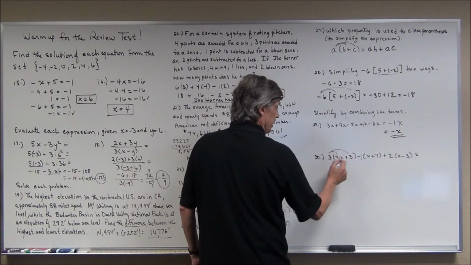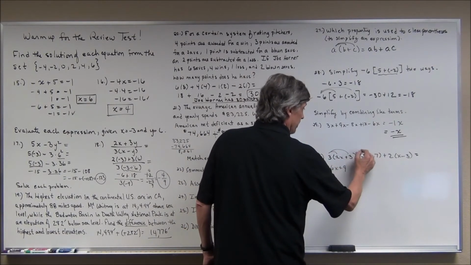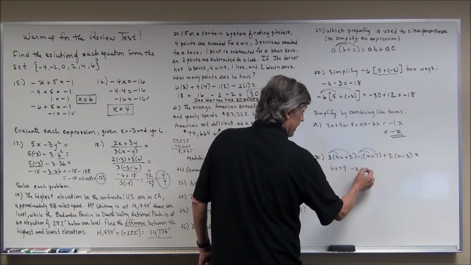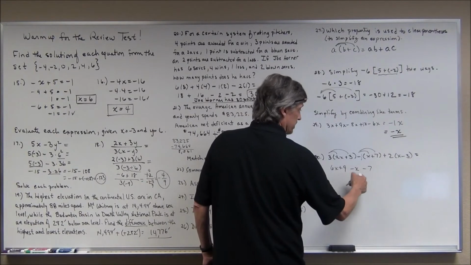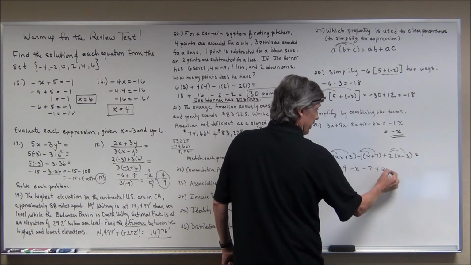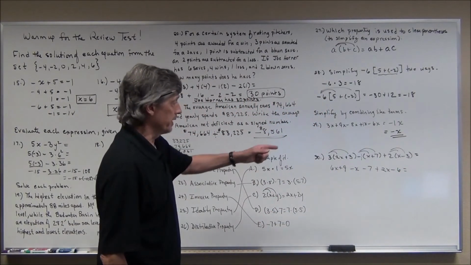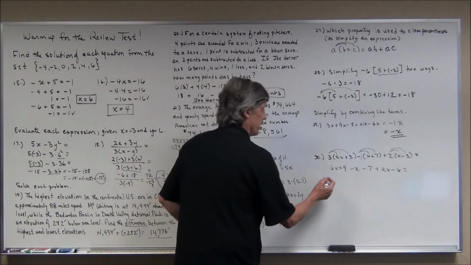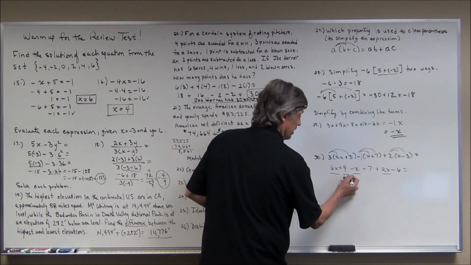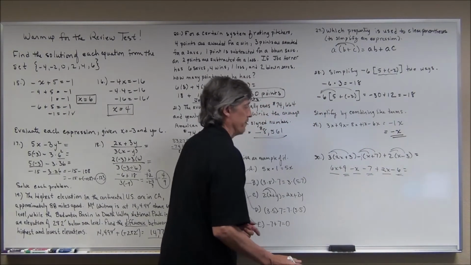So I distribute here, 6x plus 9. I distribute here, that would be the opposite of x minus 7, or minus x minus 7. And then I distribute it here, and that would be 2x minus 6. And I'm going to simplify this by not only getting rid of those parentheses, but by combining my like terms. Here they are. I like to underline my like terms like this. And these are constants, so they're like terms. They don't have a variable.